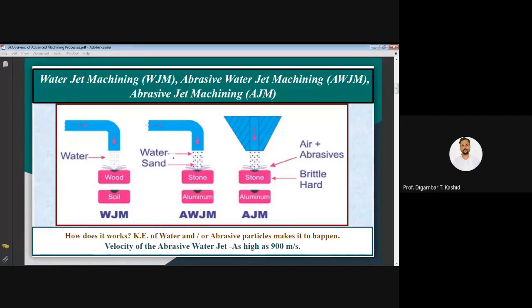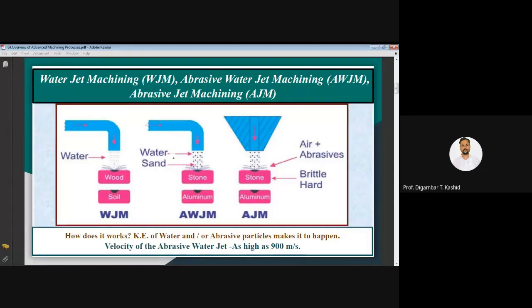Now, in water jet machining, I will not take the example of that tap and all this. Suppose we have a jet of water. Jet of water means having a surrounding like a pipe or some nozzle. And if that water is coming at high speed, near about 900 meters per second, then I can call that a water jet, having a velocity of 900 meters per second.